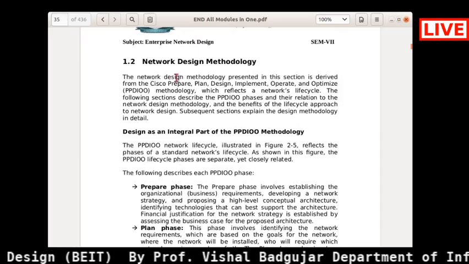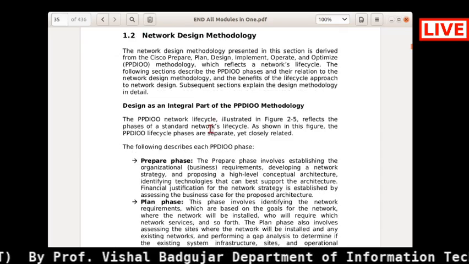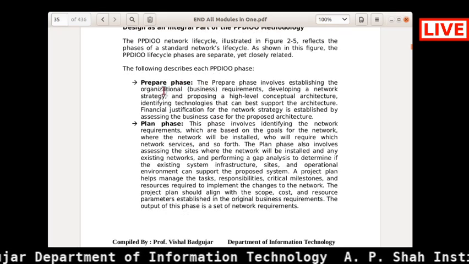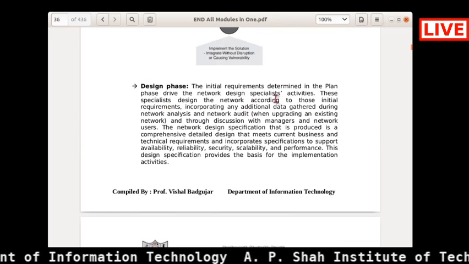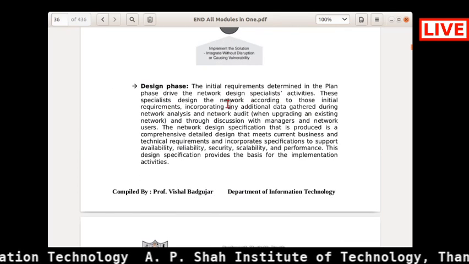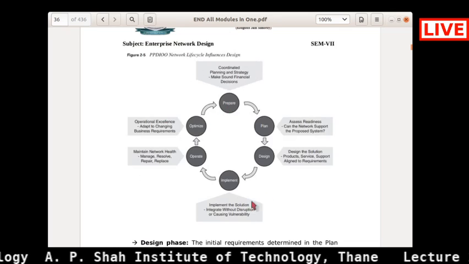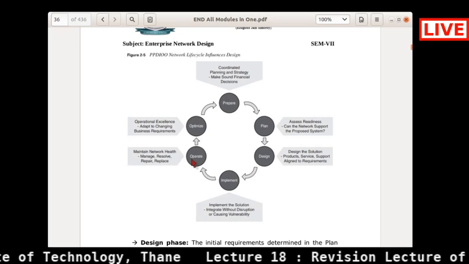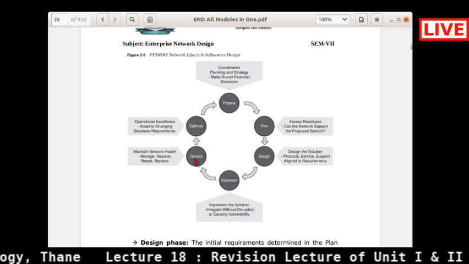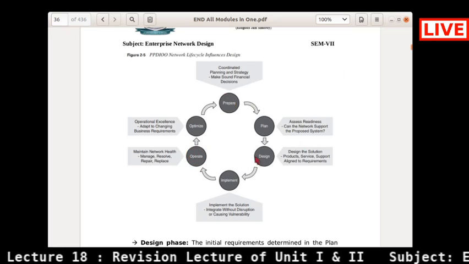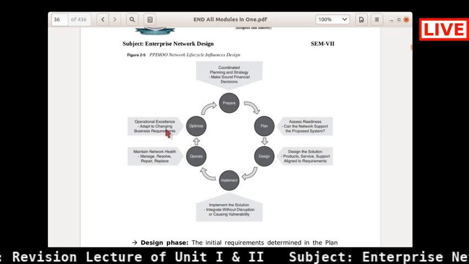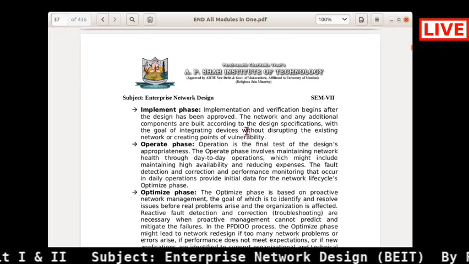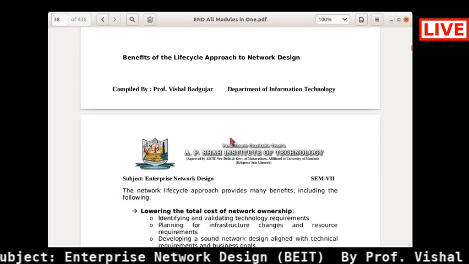Then next one is network design methodology, right? So PPDIOO model means what? What is the functionality of the prepare phase, what is the functionality of the design phase? So the question can arise on this particular diagram as well. For example, after the operation phase, which phase is carried out? And those examples are given. So the answer is optimize. In that way the question may be formed in this particular topic as well.